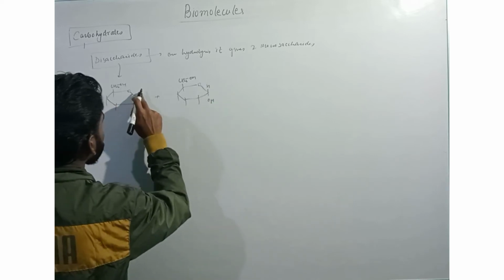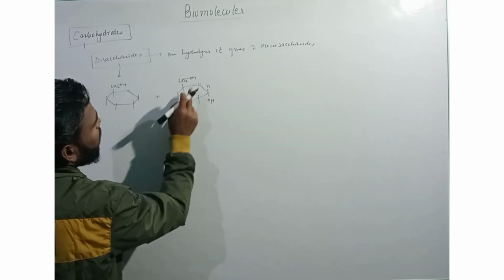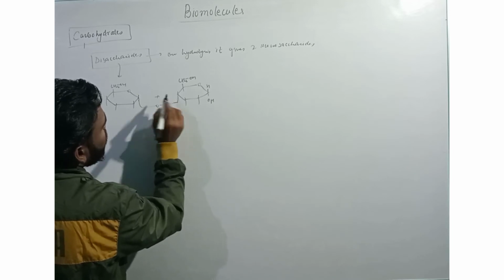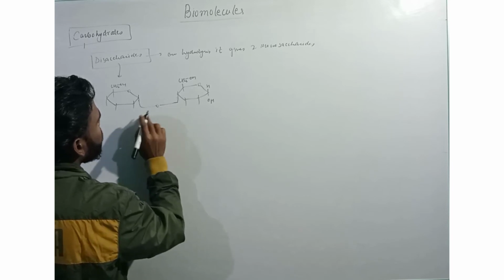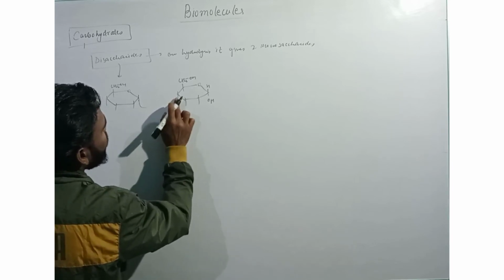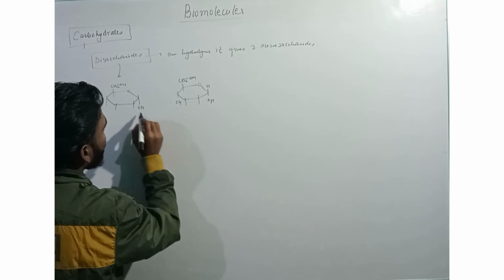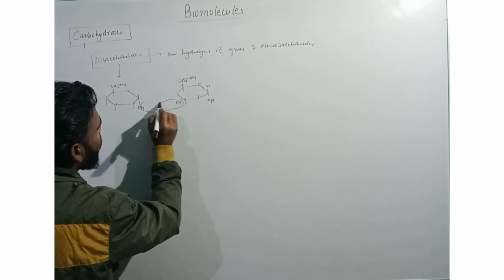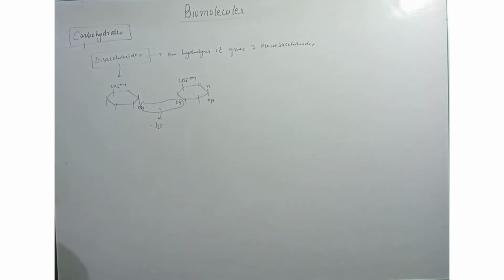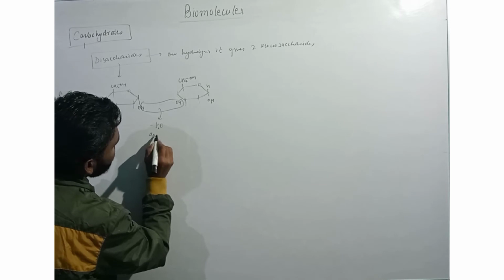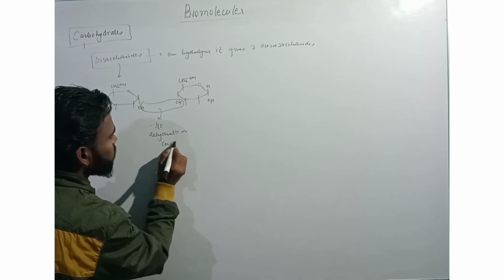Now the first glucose bonds with the fourth carbon of the second glucose, in which a water molecule is removed. Water molecules are removed. This is called a dehydration or condensation reaction.